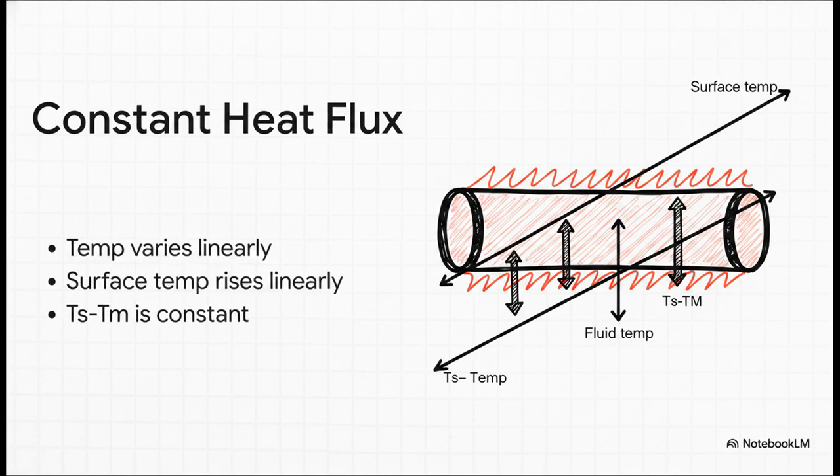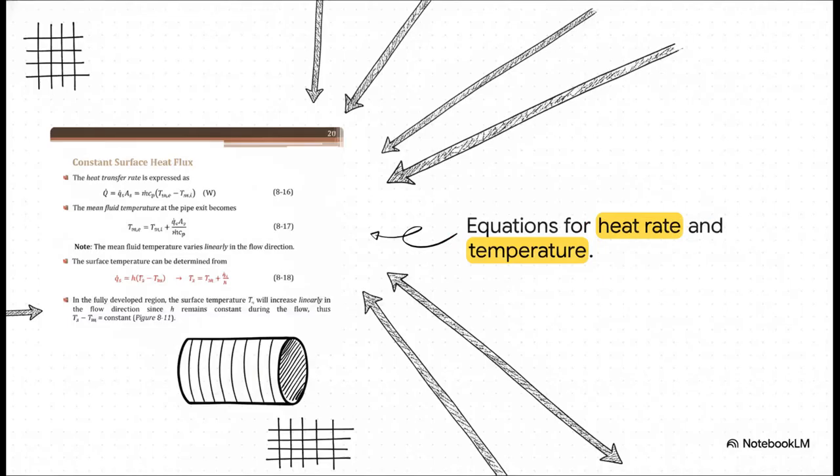And since the local heat transfer coefficient stays constant in the fully developed region, the surface temperature of the pipe rises perfectly linearly too. This means that the gap between the wall temperature and the fluid temperature remains exactly the same all the way down. And because everything behaves in these nice, predictable straight lines, you get to use straightforward linear algebra to find your exit fluid temperatures and final heat transfer rates.